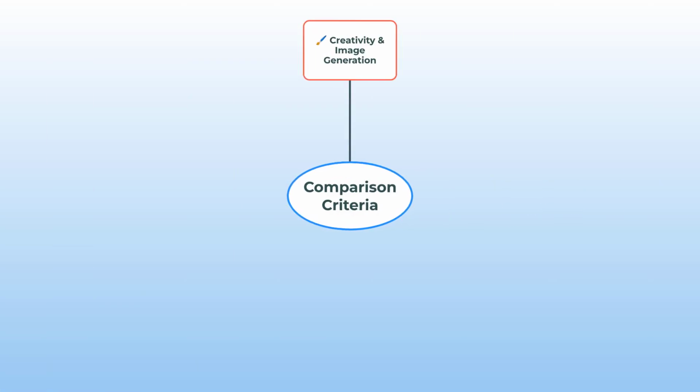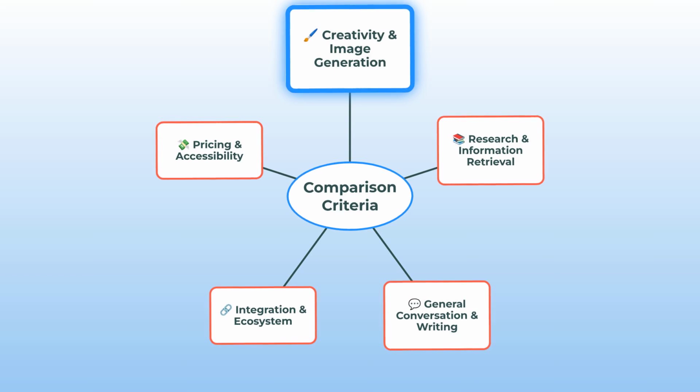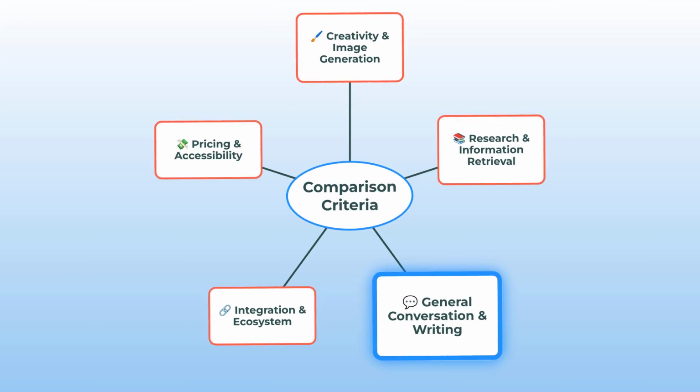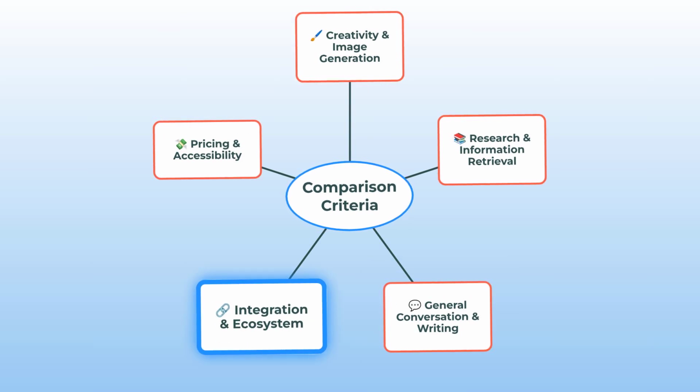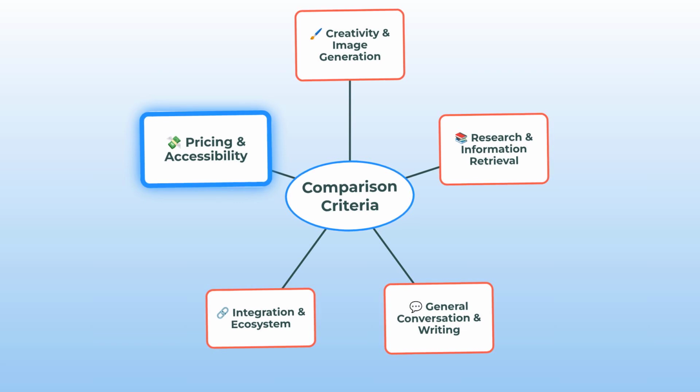All right, before we get into the nitty-gritty, let me quickly show you what we're going to cover. We're talking about creativity and image generation, research and information retrieval, general conversation and writing, integration and ecosystem, and, of course, pricing and accessibility. That's basically everything you'd want to know before you pick your favorite. Cool? Now let's get started.